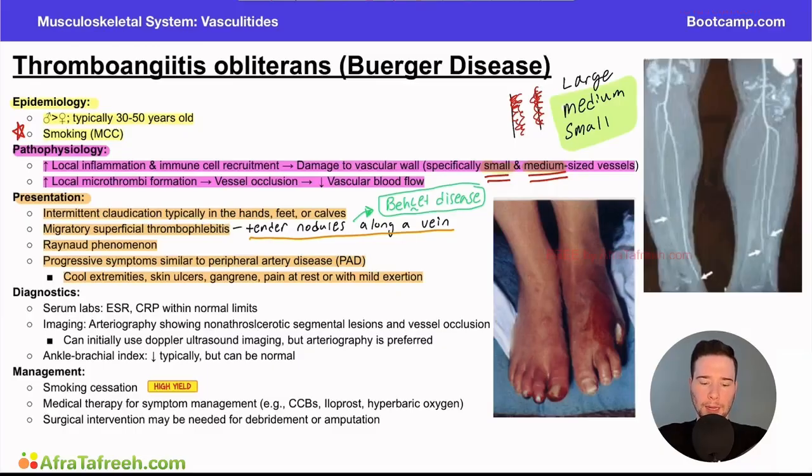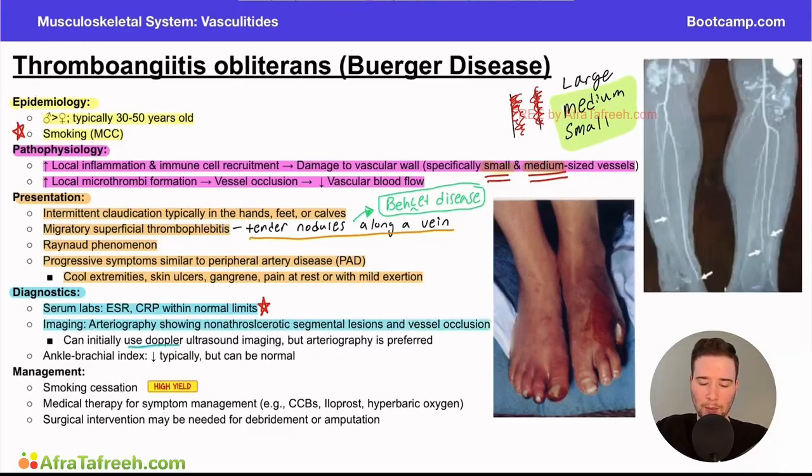Now, when we think about the diagnostics here, another really important point to differentiate this vasculitis from some other vasculitides includes the fact that we'll typically see serum labs with a normal ESR and CRP. Remember, in a lot of the other videos, we talked about how these would be elevated because it's an inflammatory reaction. However, for reasons that are not completely understood at this time, ESR and CRP tend to be normal in this condition. So that's a very vital key differentiating factor from some other vasculitis conditions that might have a similar presentation. Also important to note that imaging can show non-atherosclerotic segmental lesions and vessel occlusion.